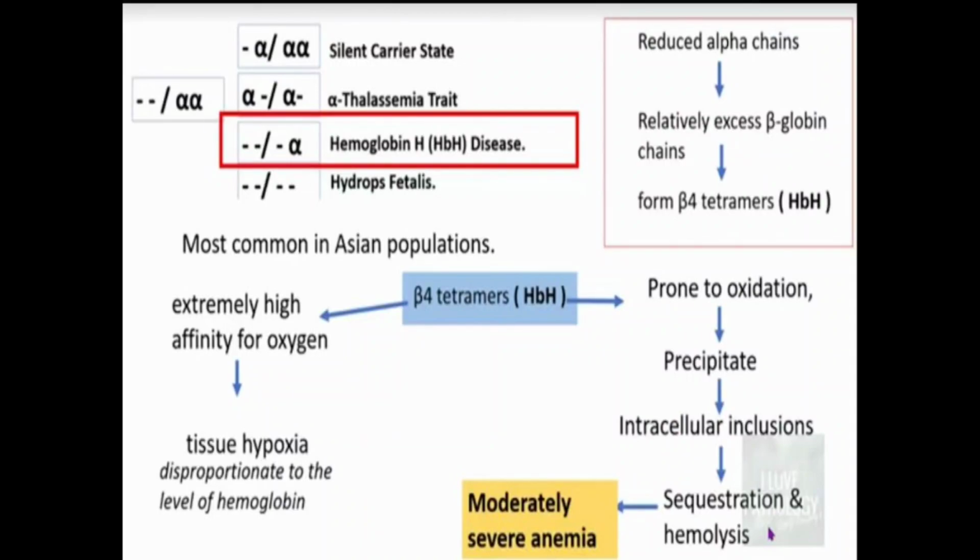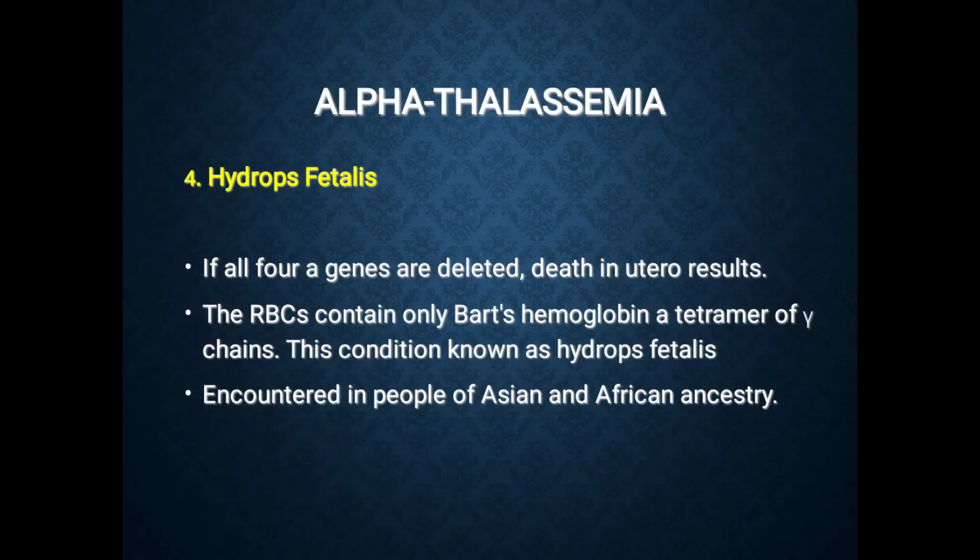These beta 4 tetramers have high affinity to oxygen. So normal hemoglobin will carry oxygen and deliver it to the tissues, but these beta 4 tetramers will just hold on to the oxygen and won't be able to release it to the organs where it is necessary, leading to tissue hypoxia. Also these beta tetramers are prone to oxidation, so they precipitate and form intracellular inclusions, leading to sequestration and hemolysis, leading to moderate to severe anemia.